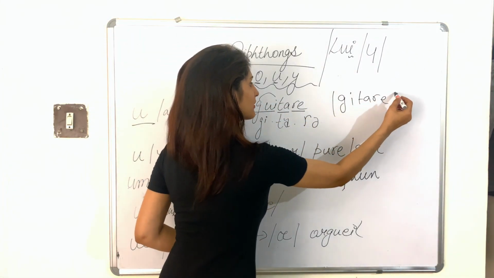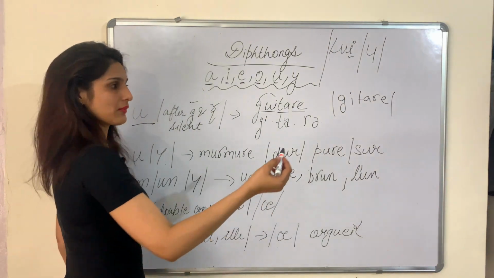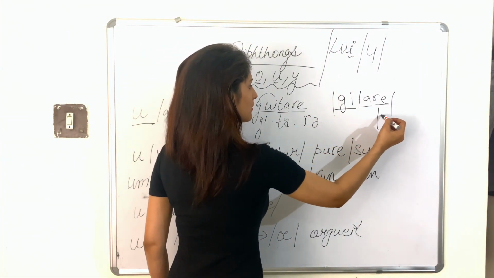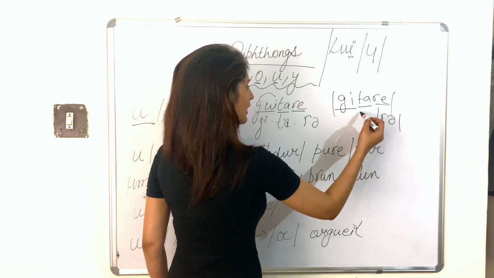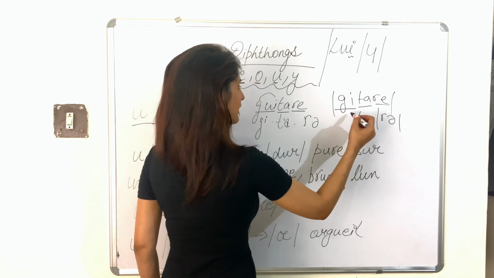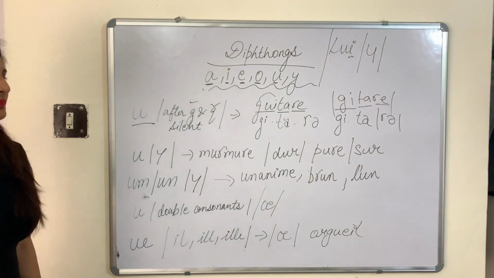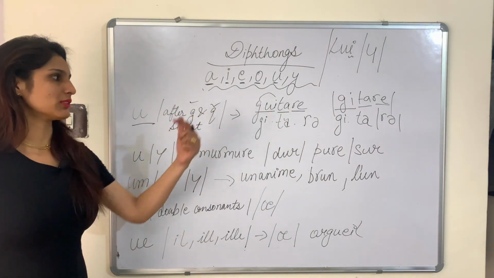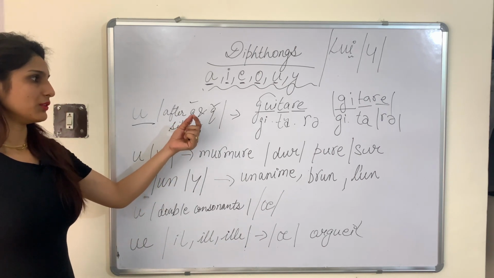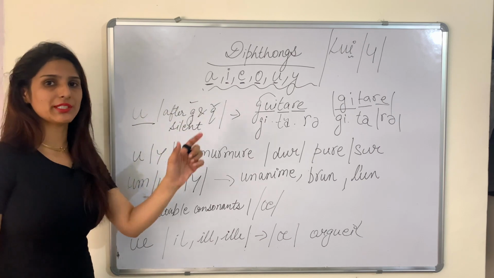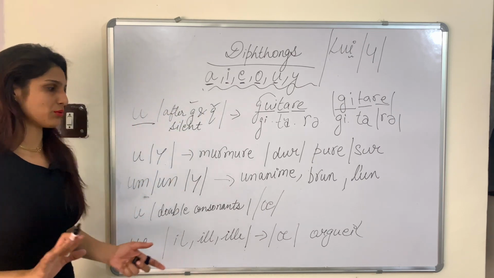Guitare. And how do we write this guitare? R and ta, and gi is written the way it is. Gi. Guitare. U is silent whenever U comes right after G and Q. Simply telling you, U is silent, never sounds, no sound.